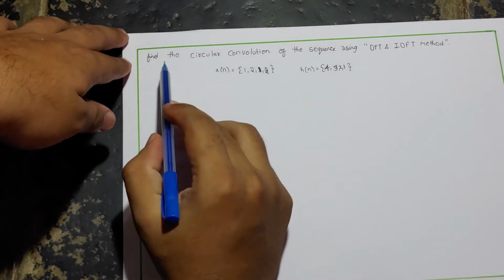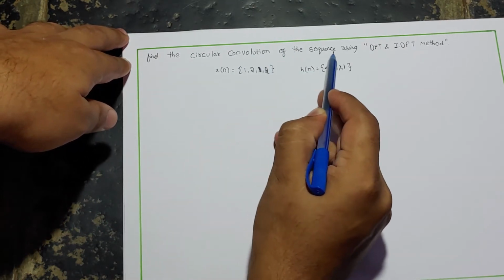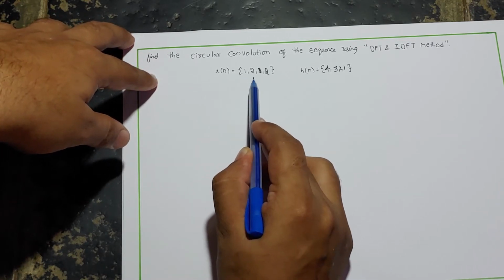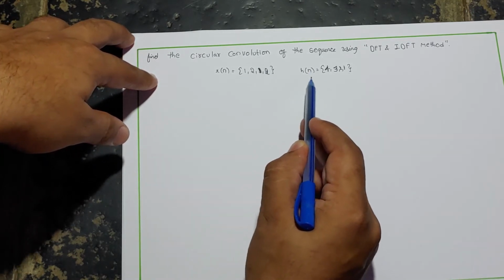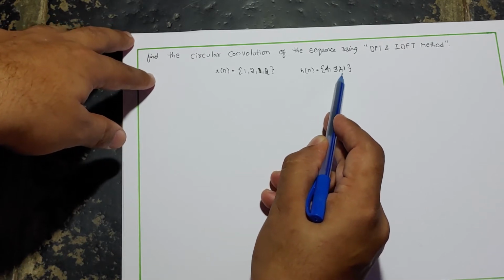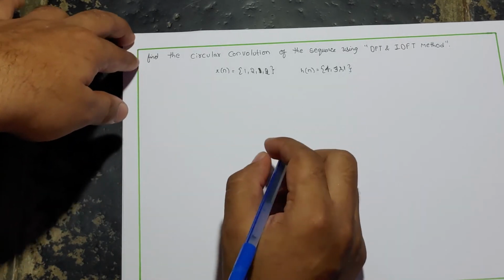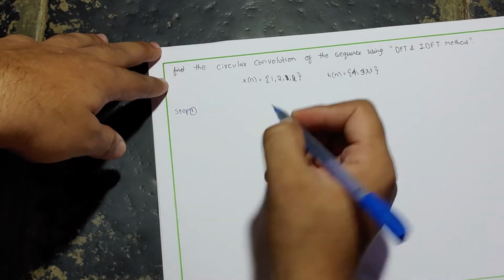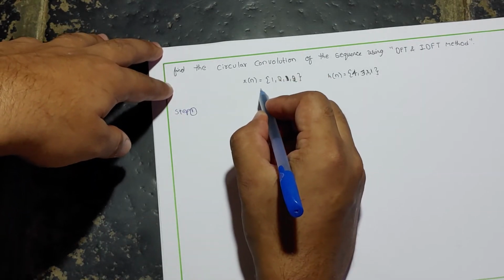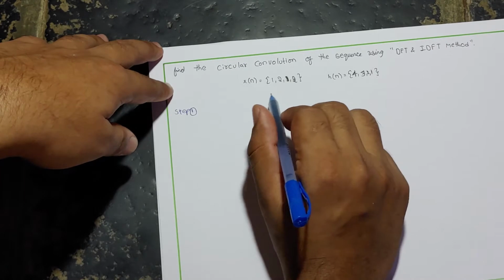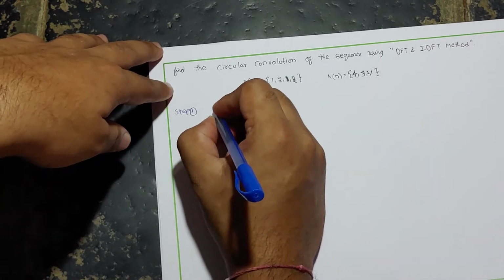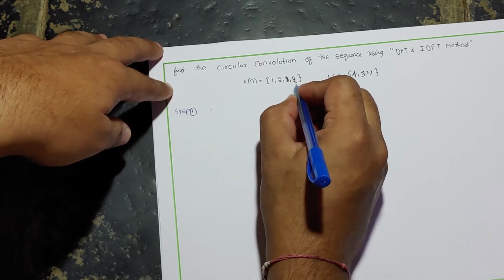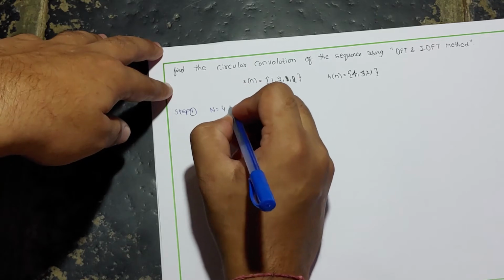Here is an example. Find the circular convolution of the given sequences using the DFT and IDFT method, where x of n is equal to 1, 2, 3, 4 and h of n is equal to 4, 3, 2, 1. This can be solved in steps. Coming to step 1, we are going to find the DFT of the given sequences h of n and x of n separately. Here the sequence is 1, 2, 3, 4, so N is equal to 4.